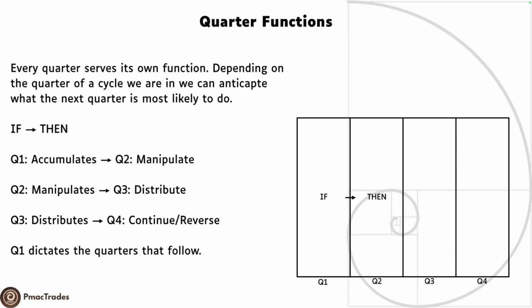So if quarter 1 accumulates, then we can expect quarter 2 to manipulate. If quarter 2 manipulates, then we can expect quarter 3 to distribute. And if quarter 3 distributes, then we can expect quarter 4 to either continue the move or reverse. So quarter 1 always dictates the quarters that follow. In the comments, if quarter 1 were to manipulate, what do you think quarter 2 would most likely do?